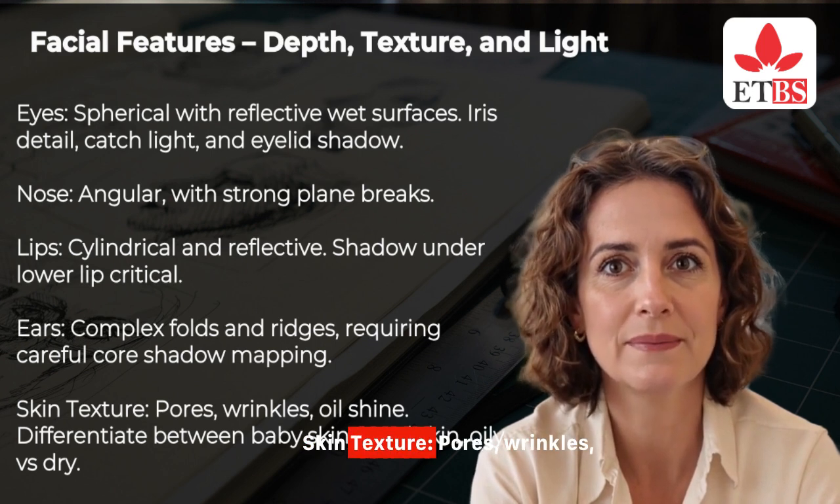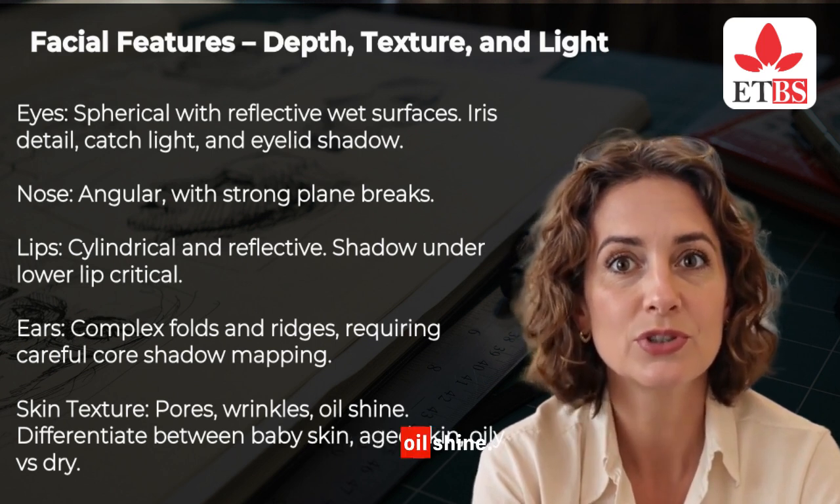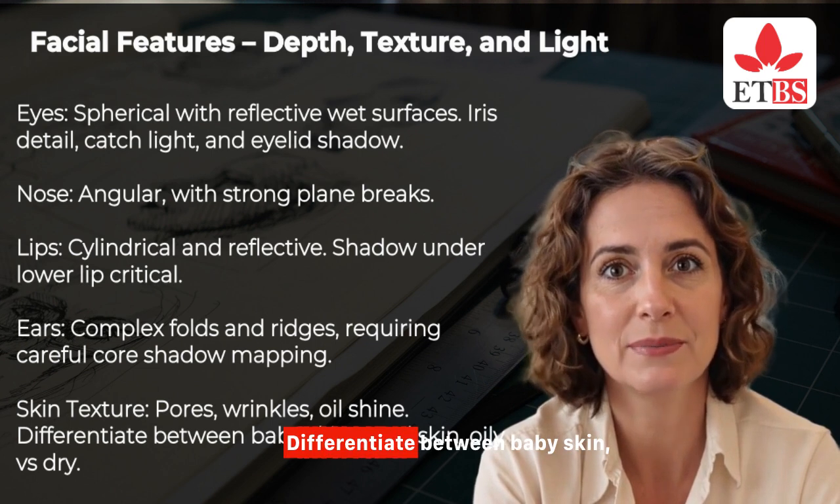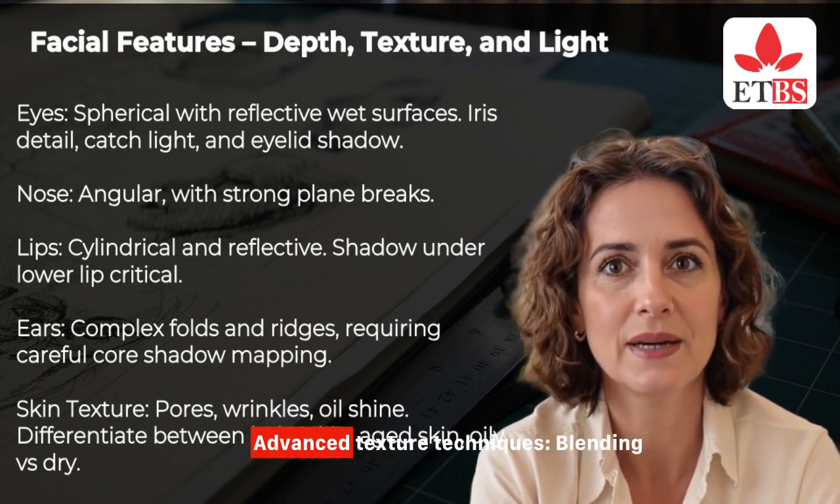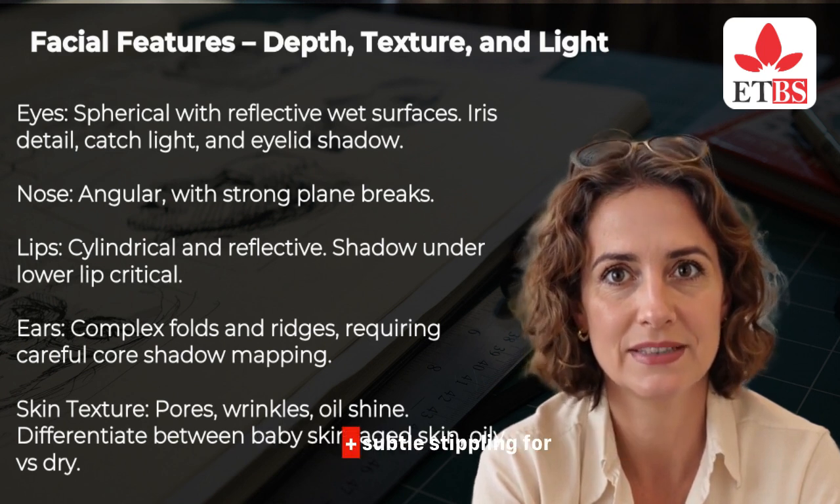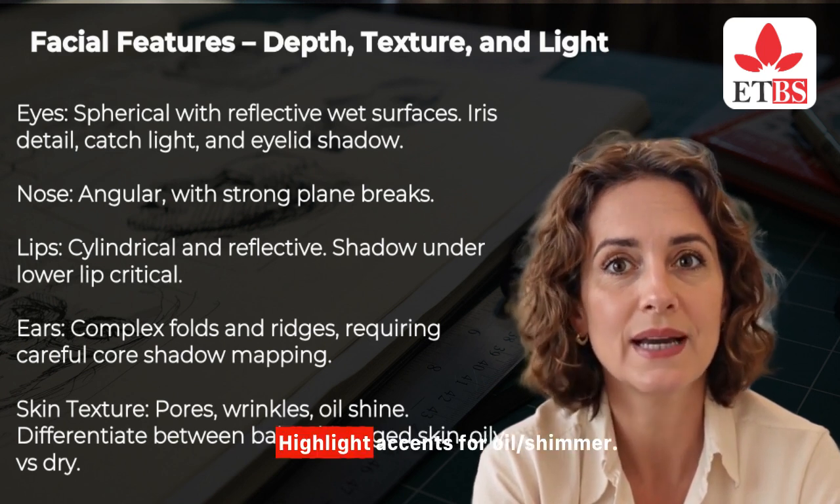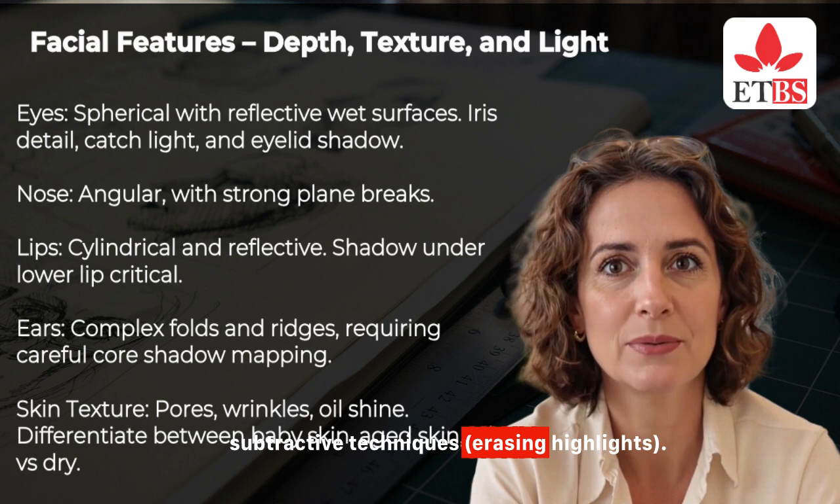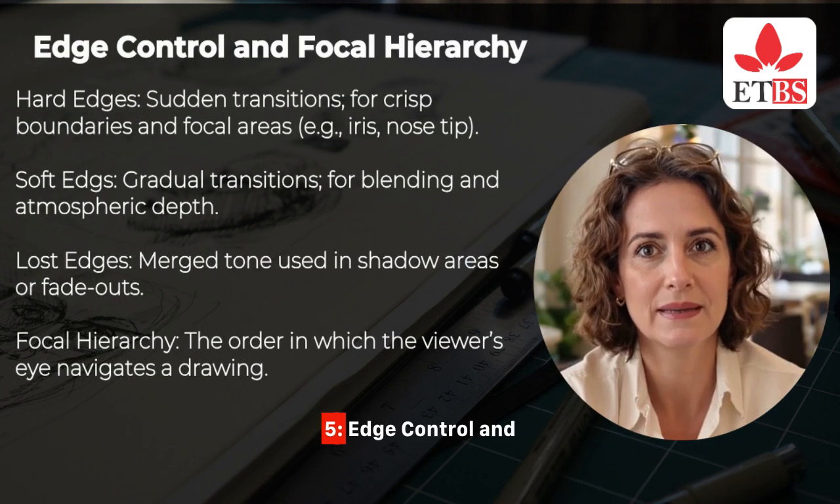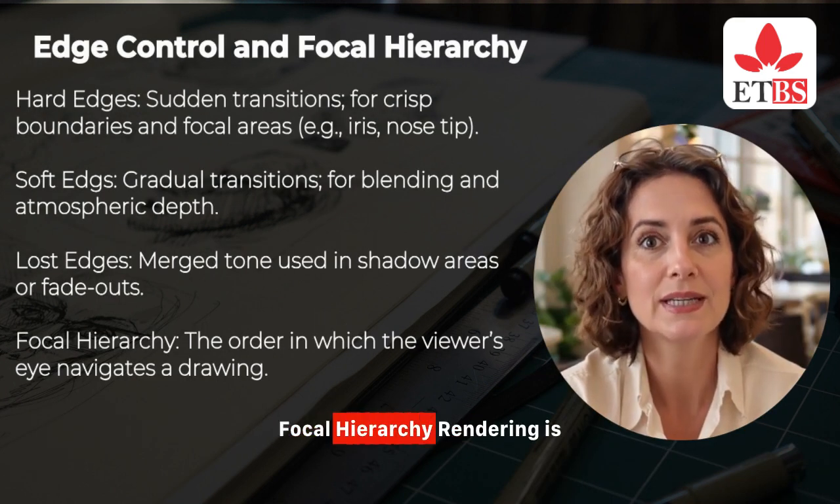Skin texture: pores, wrinkles, oil shine. Differentiate between baby skin, aged skin, oily versus dry. Advanced texture techniques: blending plus subtle stippling for pores. Highlight accents for oil or shimmer. Freckles, scars, and folds using subtractive techniques, erasing highlights.